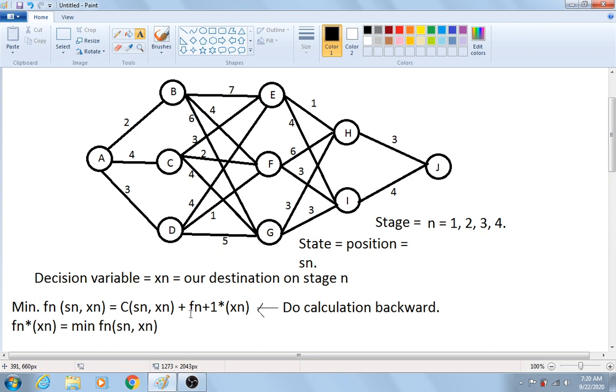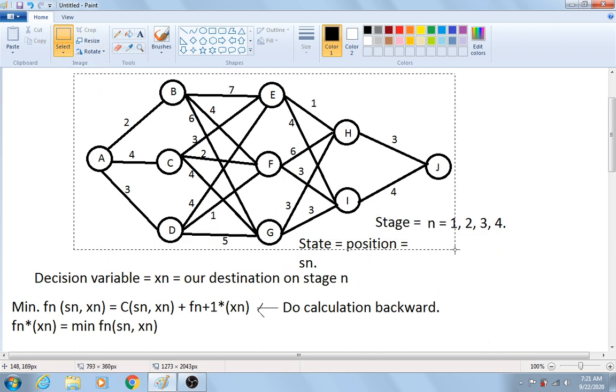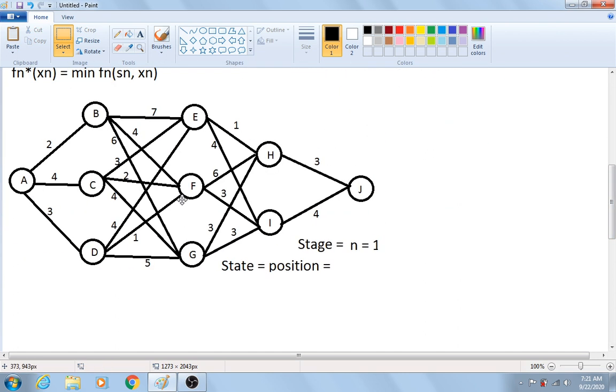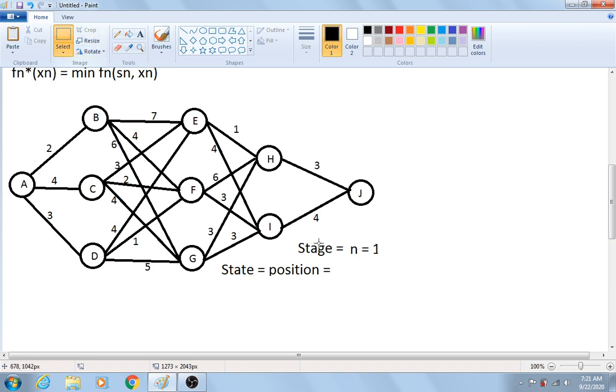So that indicates that we're going to do the calculation backward. In dynamic programming, there are two ways of doing the calculation: number one, by doing it forward, and number two, by doing it backward. In this lecture, we will do the backward method. Now let's start the calculation. I think I need to copy the road system. Okay, this is it, the road system.